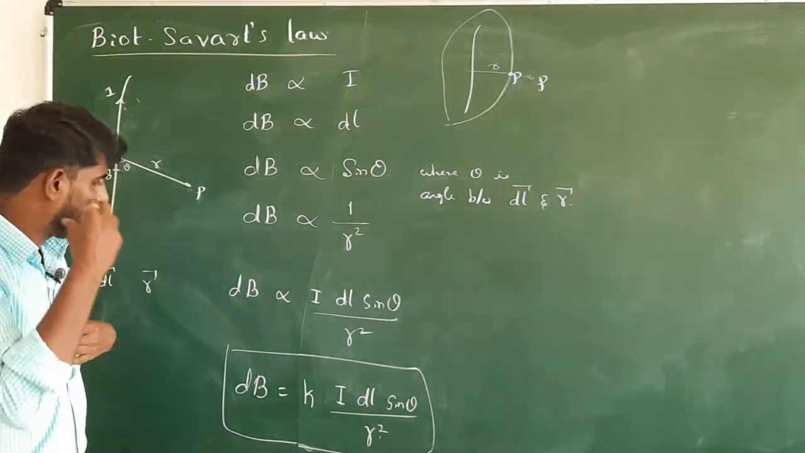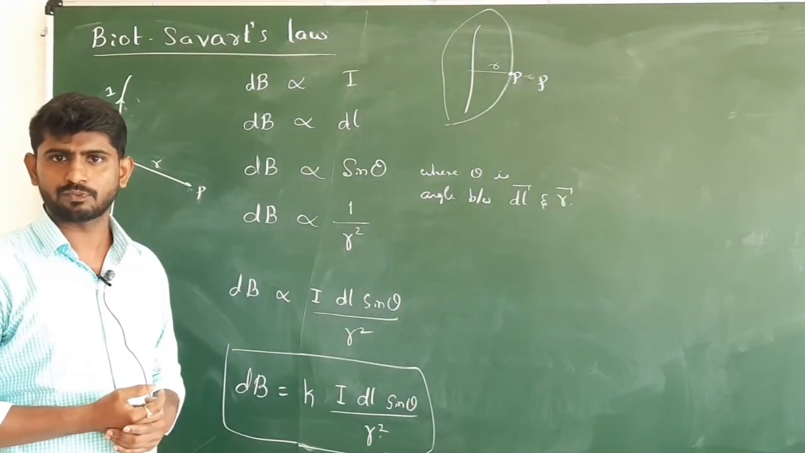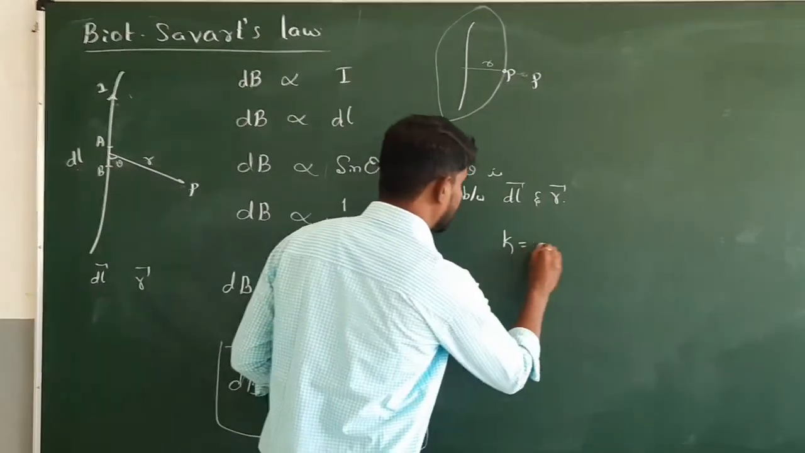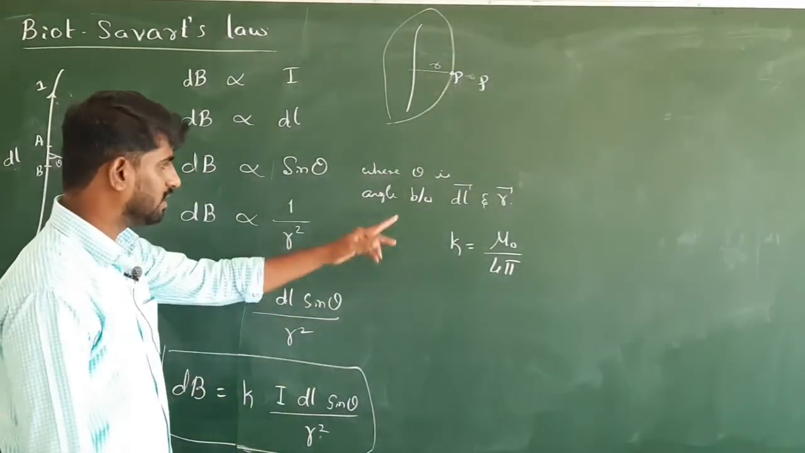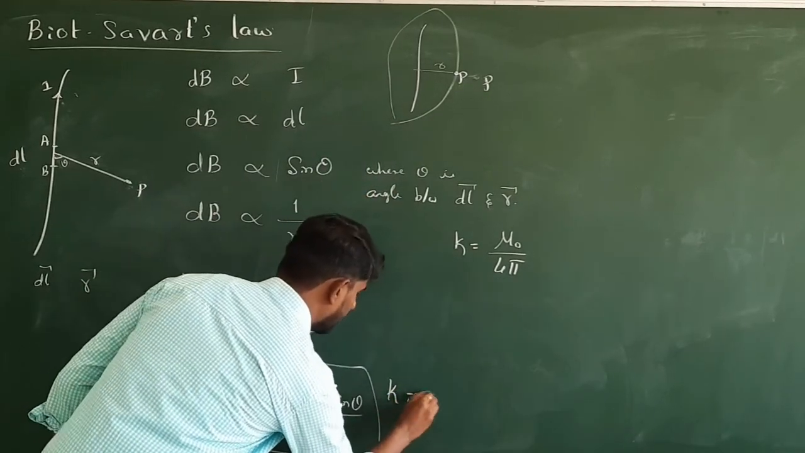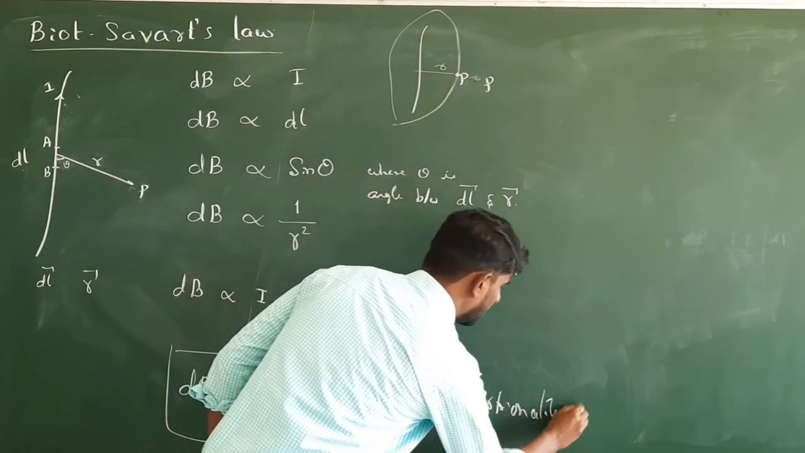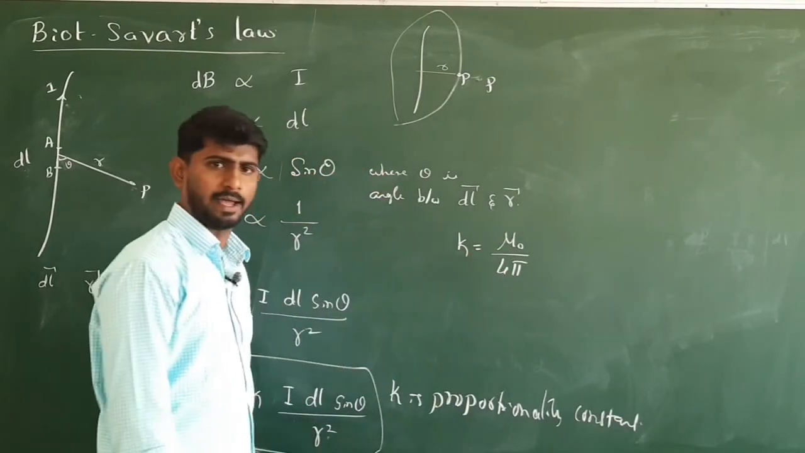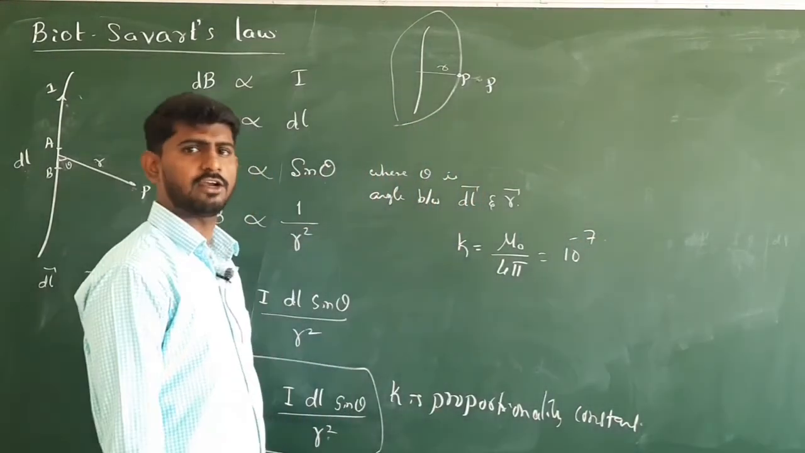So that's why he thought to introduce a term related to the medium in this formula. Then he compensated the k value as mu naught divided by 4 pi. What is k? K is the proportionality constant, and the value of k is mu naught divided by 4 pi. Its value is 10 to the power minus 7.